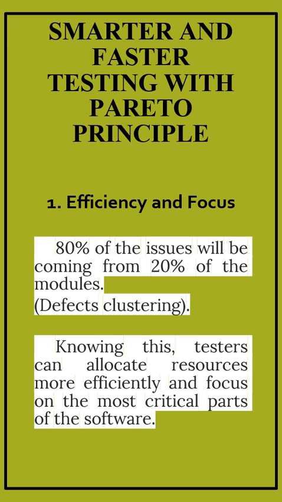So the first thing that we would want to achieve in software testing is efficiency and focus. The Pareto principle tells that 80% of the issues will be coming from 20% of the modules, which means that the defects are not uniformly distributed in the modules. Rather, defects cluster together. And defect clustering is one of the important principles of software testing. So knowing this, testers can allocate resources more efficiently and focus on the most critical parts of the software.